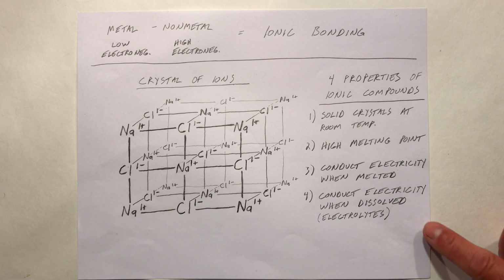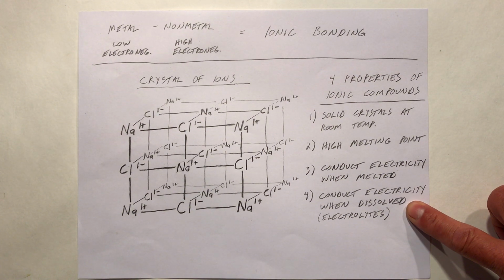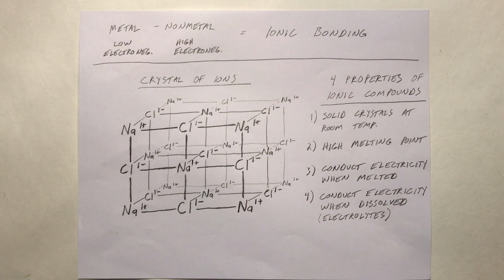Another way to get ionic compounds to conduct electricity, our fourth property here, is to get them to be dissolved. Now we know that sodium chloride dissolves in water. Water is a molecule that has a polarity to it. One end of the molecule is slightly negative, that's the oxygen end, we call that the negative dipole. The other end of the water molecule is slightly positive, that's the hydrogen end, we call that the positive dipole.